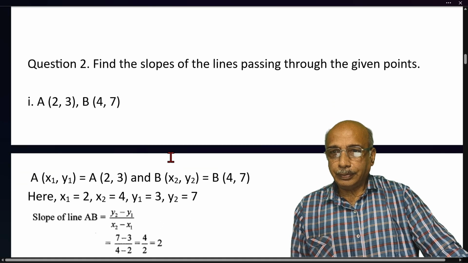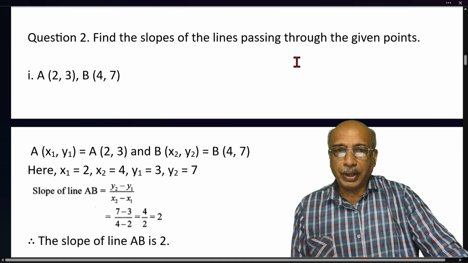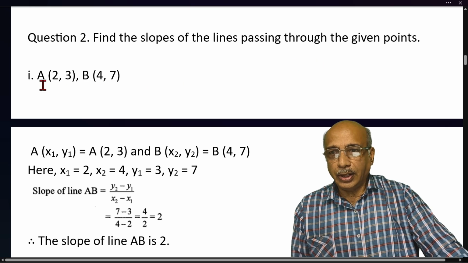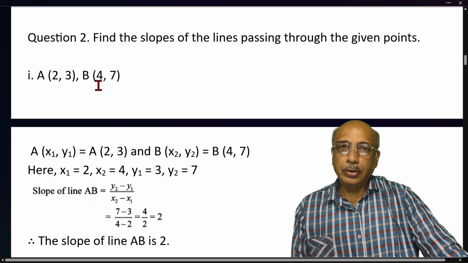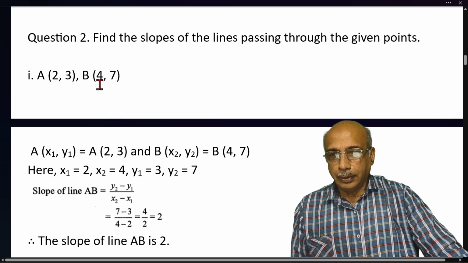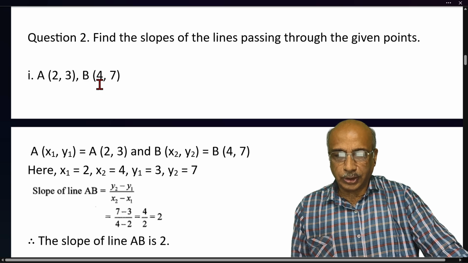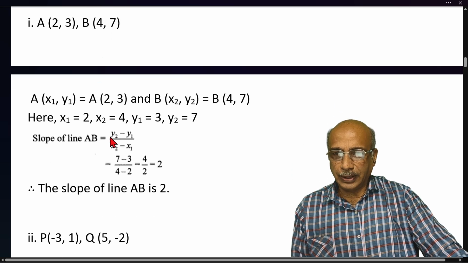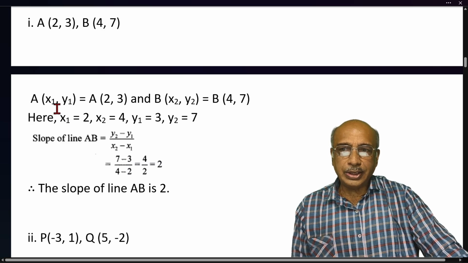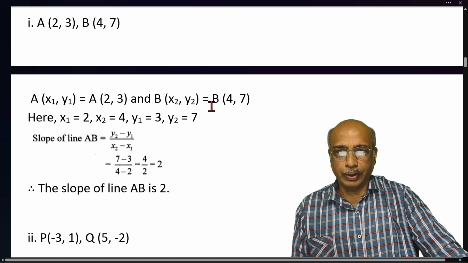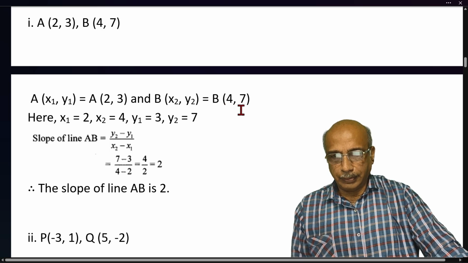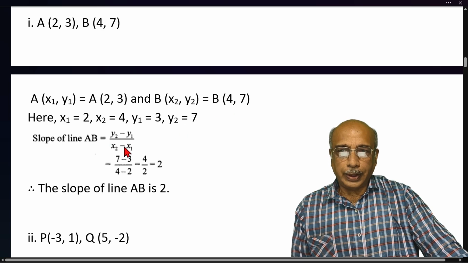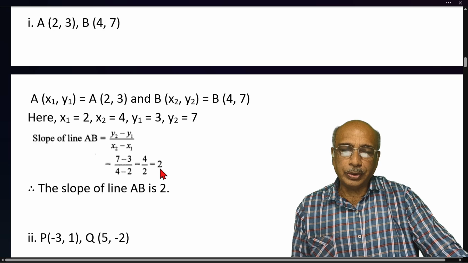Next question. Find the slopes of the lines passing through the given points. Now here you see A and B are the 2 points. Through 2 points, we have to find out the slope of the line AB. A very simple formula is there, y2 minus y1 upon x2 minus x1. You know how to take the coordinates. A (x1, y1) equals (2, 3), B (x2, y2) equals (4, 7). So apply the values in this formula. You will get the slope of line AB equals 2.